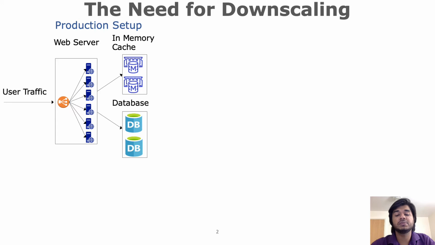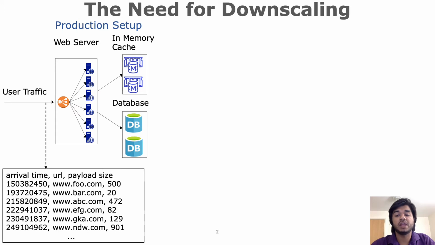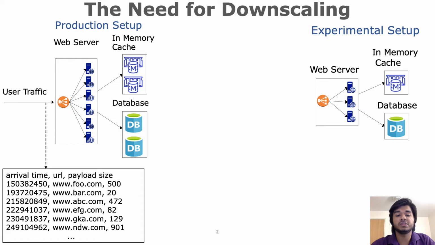To perform such experimentation, a common approach is to collect the traces from the production setup and replay the traces on the experimental setup. These traces contain valuable information such as incoming traffic pattern, arrival time, payload size, etc. from real users. This information is valuable to both researchers and developers as they capture the real-world phenomena.